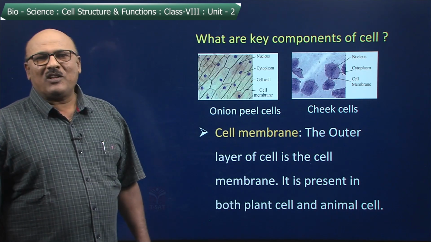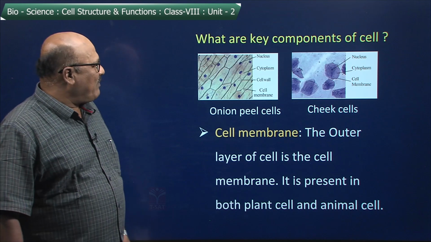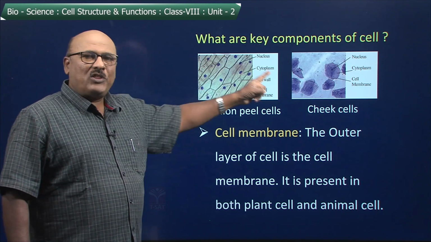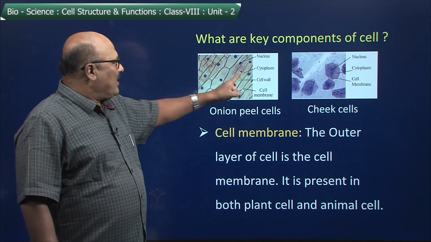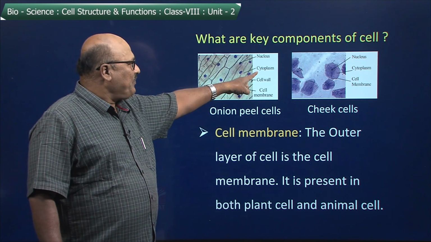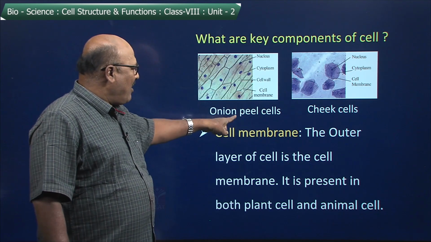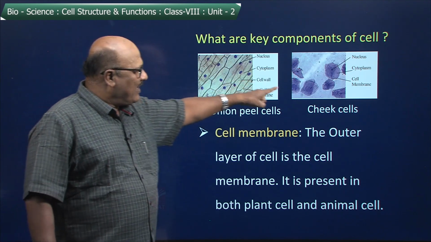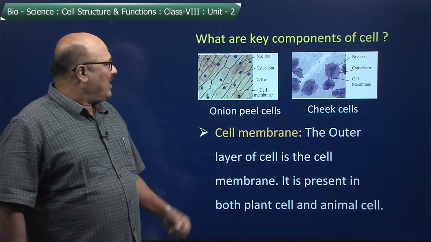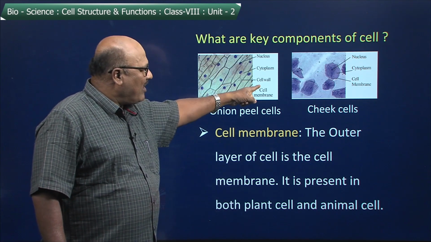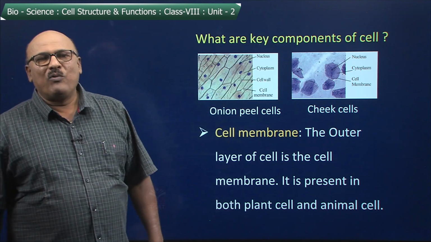Next, I would like to ask you another question. What are the key components of a cell? Just look at your picture and observe both pictures. Three similar components are there. What are they? Just observe: cytoplasm and nucleus are there, and the onion peel also has a cell membrane. Similarly, the cheek cells also have a cell membrane. So what is the difference? Only the plant cell has a cell wall. The animal cell has no cell wall. This is the main difference between the two cells.